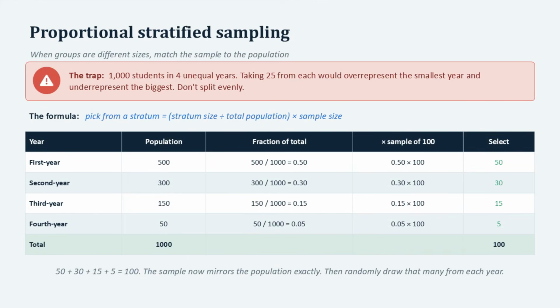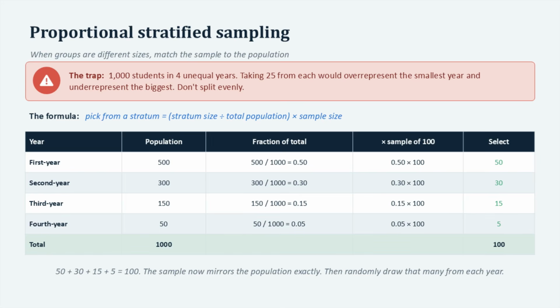Here's our setup. Suppose a college has 1,000 students, but the groups are very different sizes. There are 500 first-year students, 300 second-year students, 150 third-year students and only 50 fourth-year students. And we want a sample of 100 students. Now, before we do the correct calculation, look at the trap in the red box. You might think, well, there are 4 groups, so I'll just take 25 students from each one. That sounds fair, but it actually creates a problem.